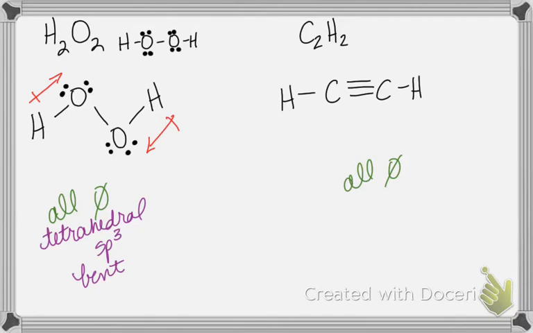Okay, looking at the next one, the last one, C2H2. Just pick one of the C's to look at. If we're going to look at this C, there's just two domains around it. That corresponds to a linear electronic geometry. It's sp hybridized, and the shape of this is also linear.